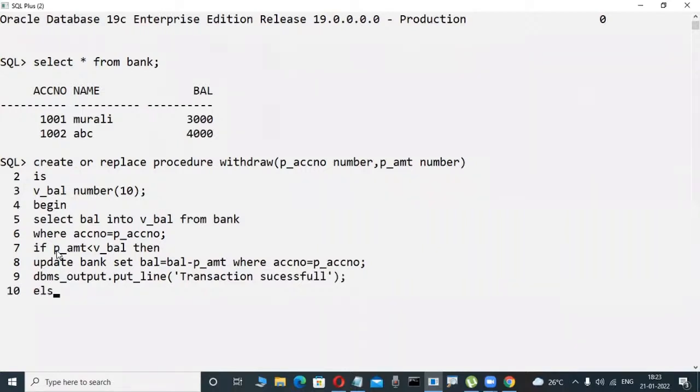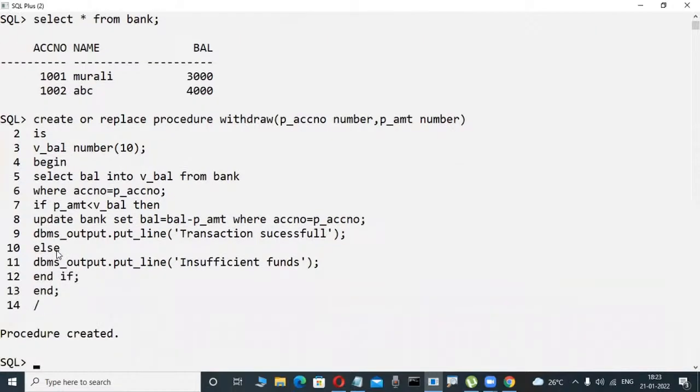Else, simple coding, some coding is there. And now check it out here. Else, insufficient funds. Okay, some codings are there. This is not a difficult coding, take it easy.